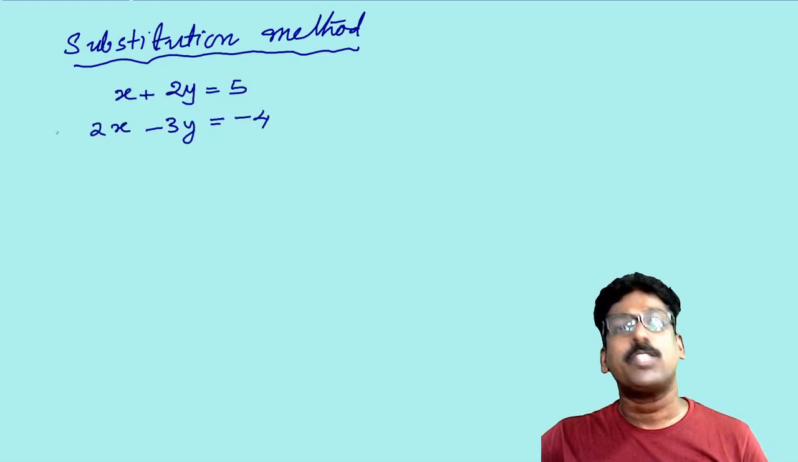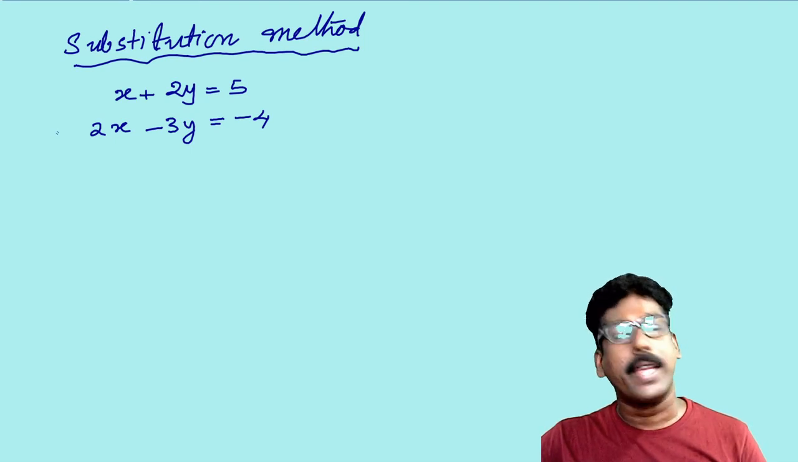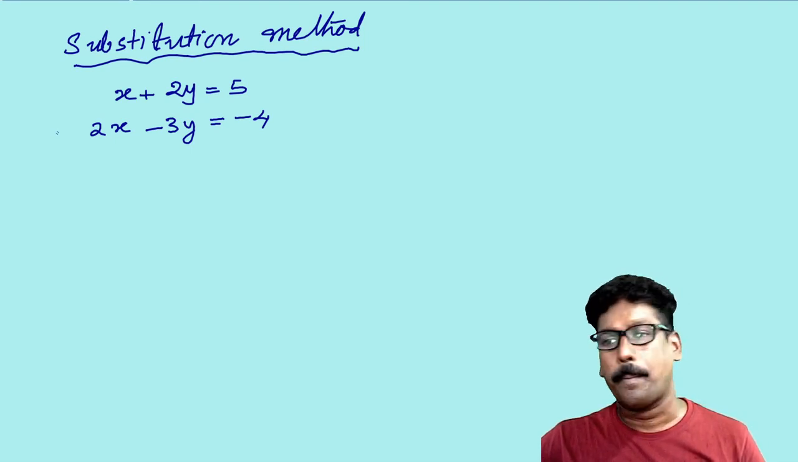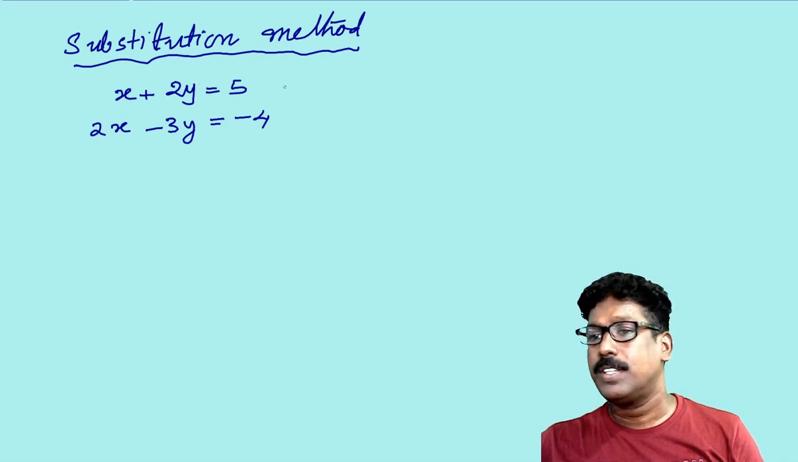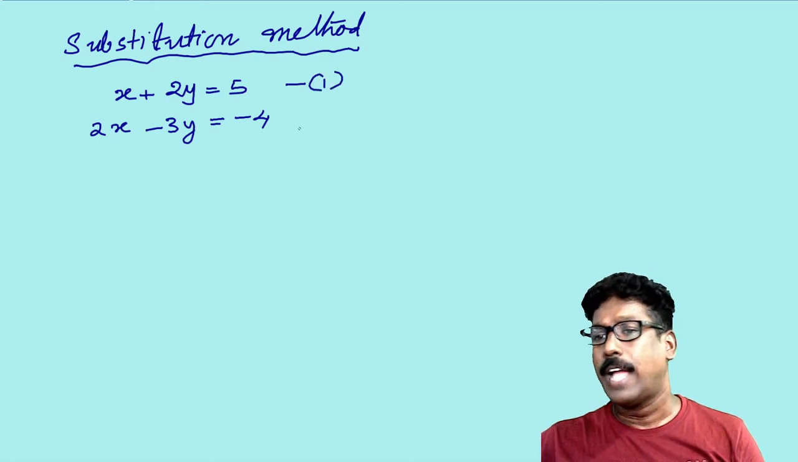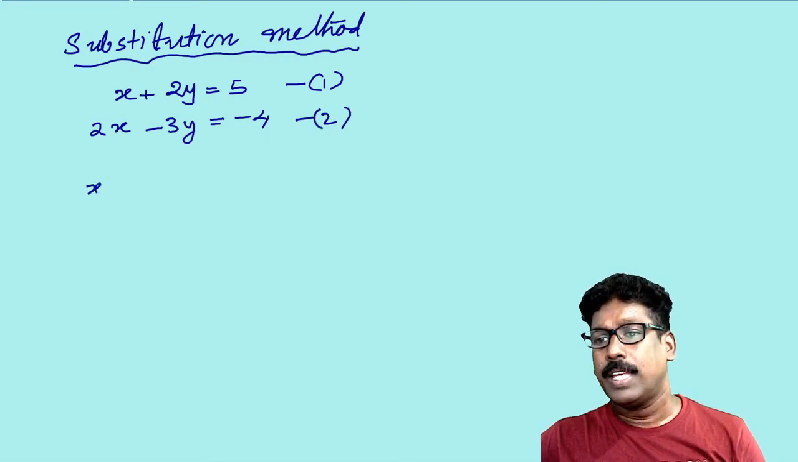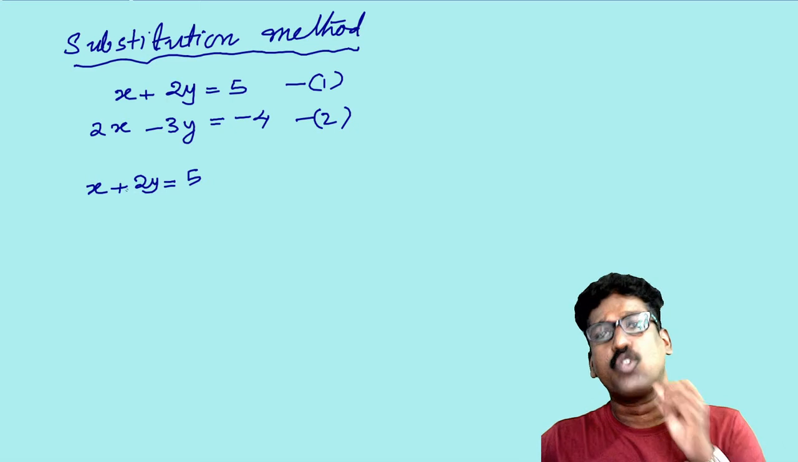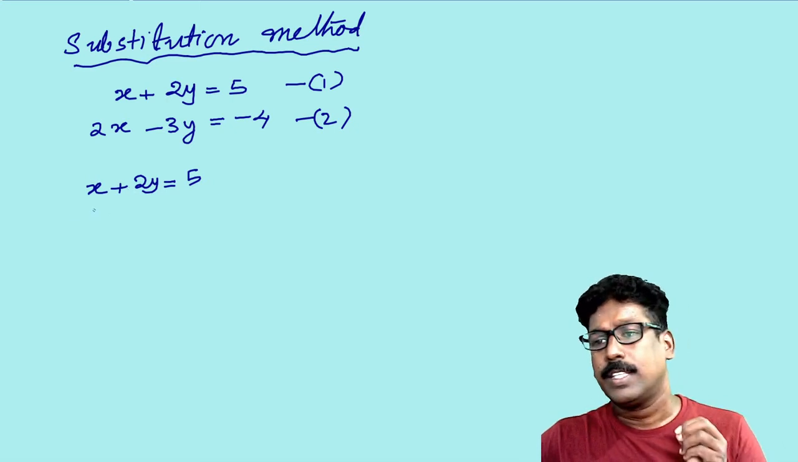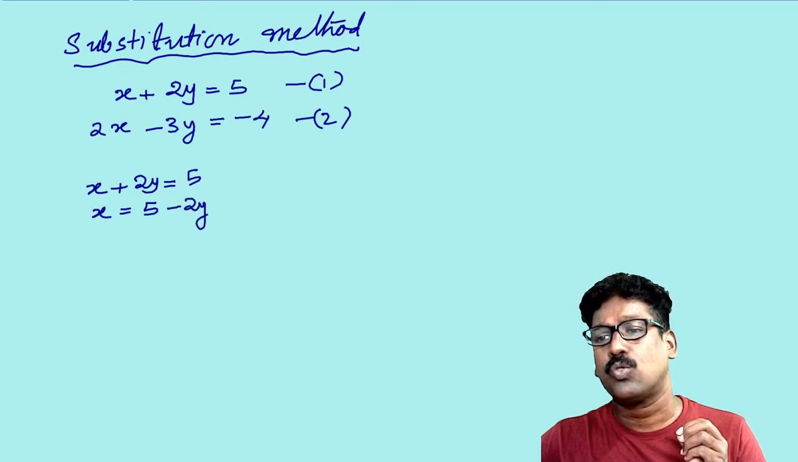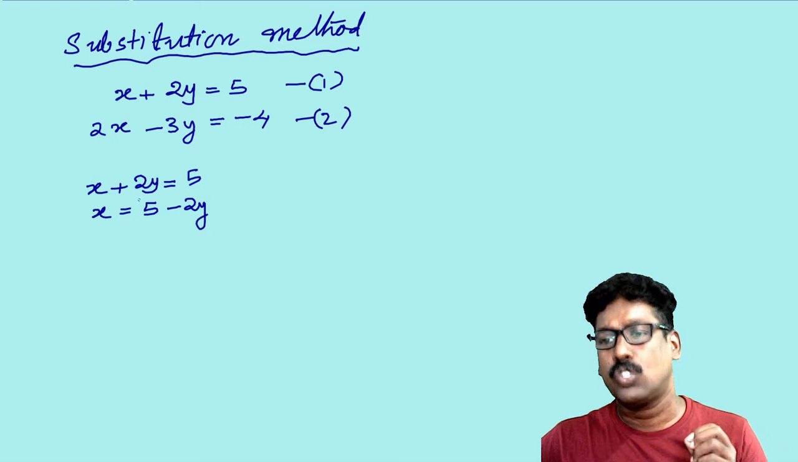Let me take a pair of linear equations in two variables. The equations are x plus 2y is equal to 5, and 2x minus 3y is equal to negative 4. Let me take x plus 2y is equal to 5 as the first equation and 2x minus 3y is equal to negative 4 as the second equation. Now let me consider the first equation: x plus 2y is equal to 5. Let me transpose 2y to the other side. What will you get? That is x is equal to 5 minus 2y.